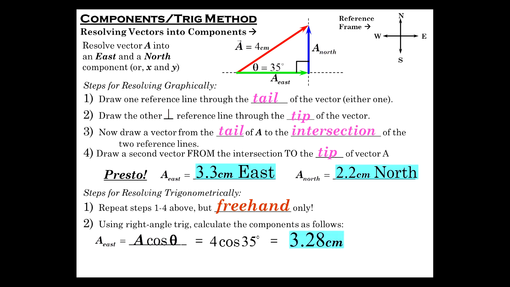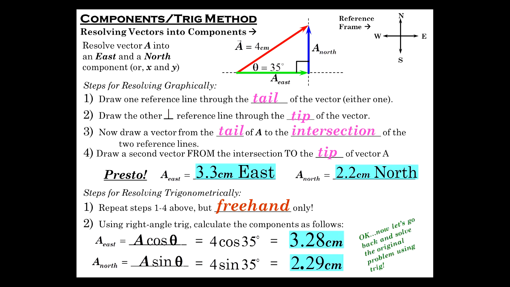So what is that? Well, it's 4 cosine of 35, which is 3.28. Hey, that's very nicely close to our graphically constructed answer. And the north, a sine of theta. And a sine of theta is 4 sine of 35, which is hopefully about 2.2. Yep, it was very close. So that's how you do it.